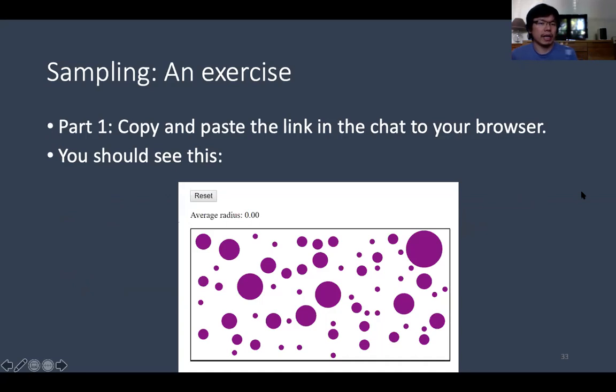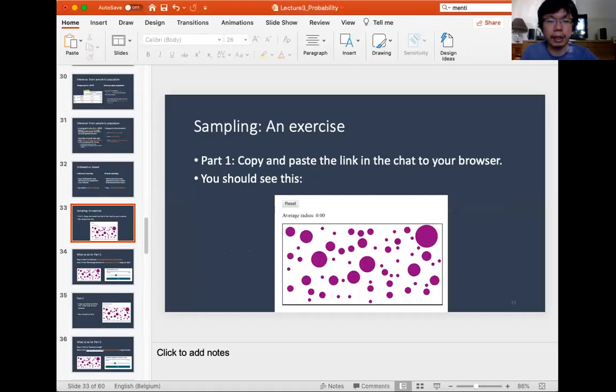So I want to do a quick exercise. I'm going to give you a link. I would like you to copy and paste that into your browser, okay? I'm going to use the chat function to share the link. Okay, so this is the first step. I've shared this link with you. You should be able to open it. Can you please open it and take a look?